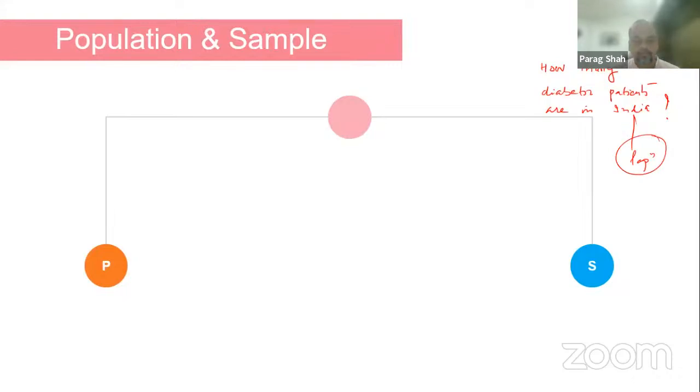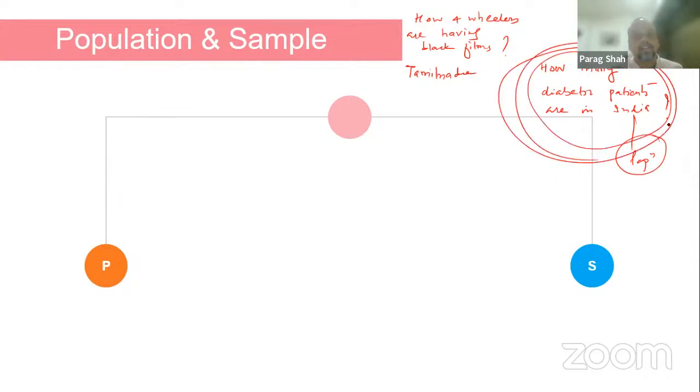If I want to check how many four-wheelers in Tamil Nadu, say for example, I'm focusing on Tamil Nadu, how many four-wheelers are having black films on their glass? In the cars, the four-wheeler glass that we have, how many of them are using black films, which are legally not allowed? But how many are using it? So then what to do? All four-wheelers that are there in Tamil Nadu become my population. And now we know it is not possible to go to each and every individual of India and ask whether they are diabetic or not.